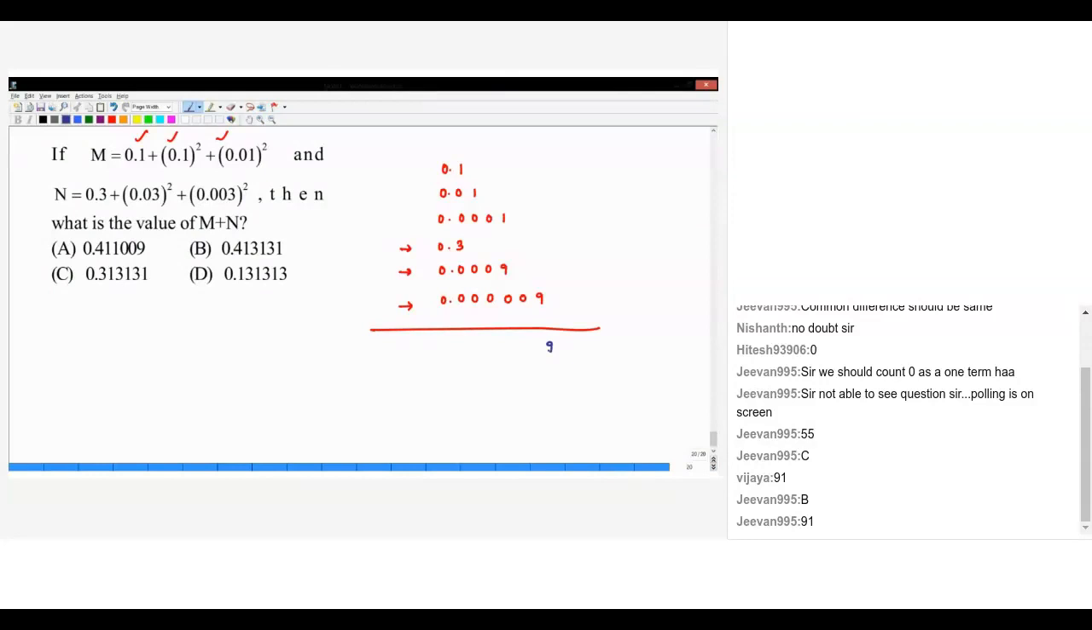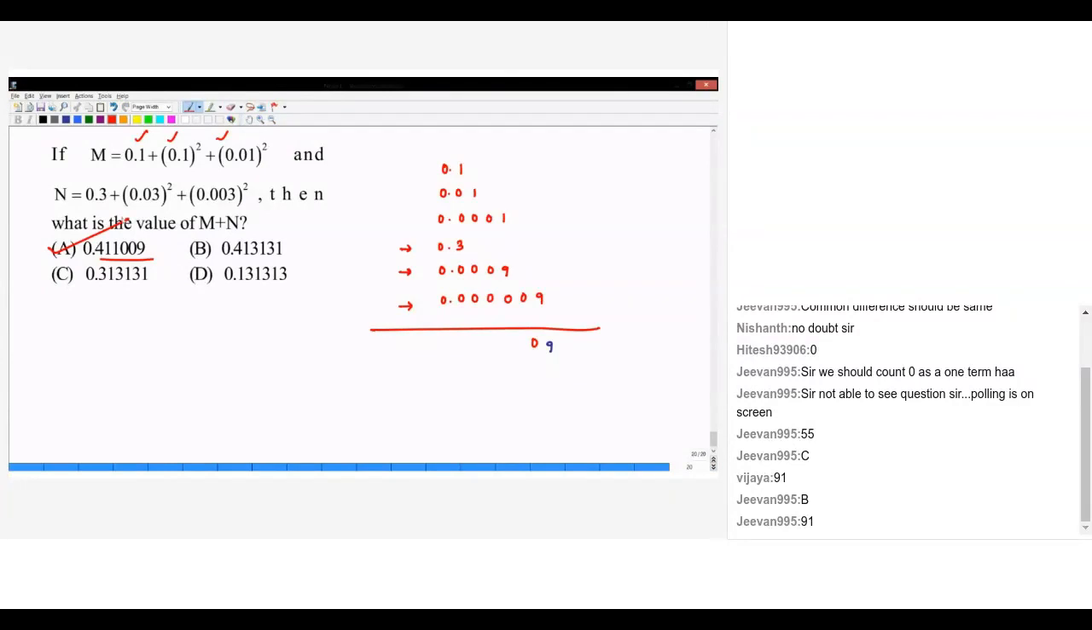So you can see there are, sorry, one more. This is correct. Yeah, this is also correct. After the point, there should be 4 digits. After the point, there should be 6 digits. So there are 6 digits after the point in this and it ends with 9. So the answer is A.